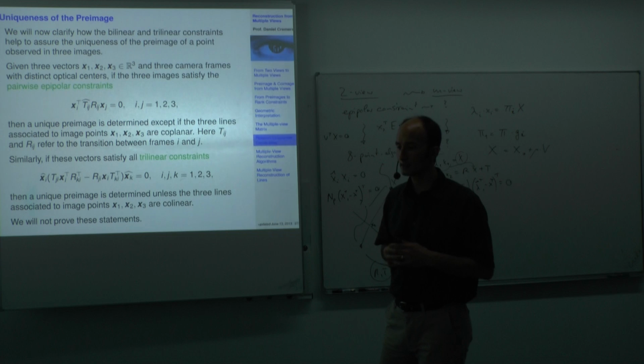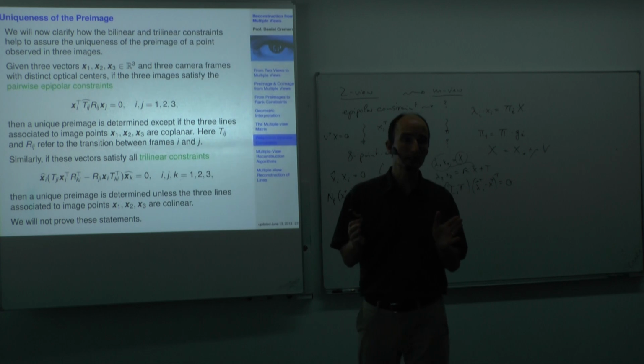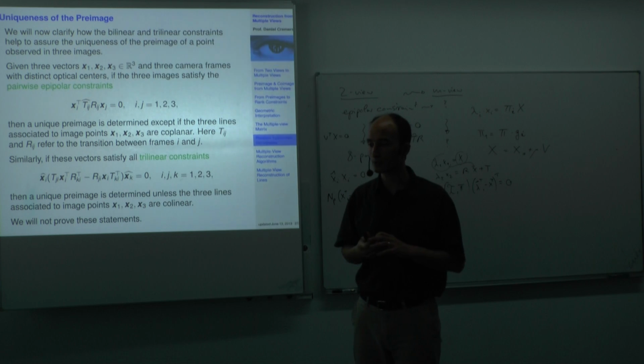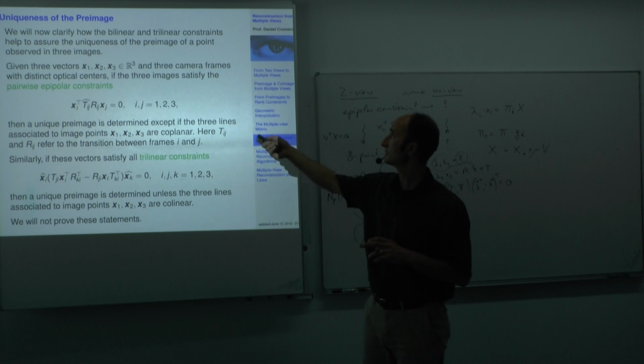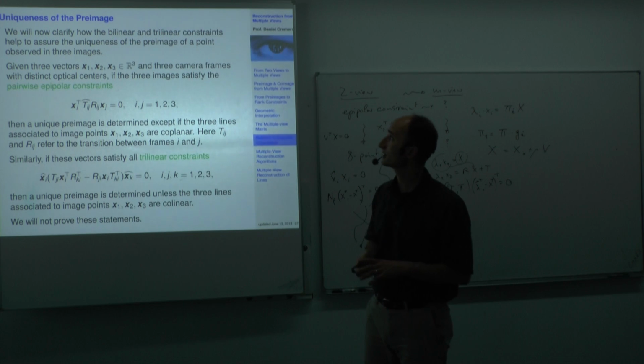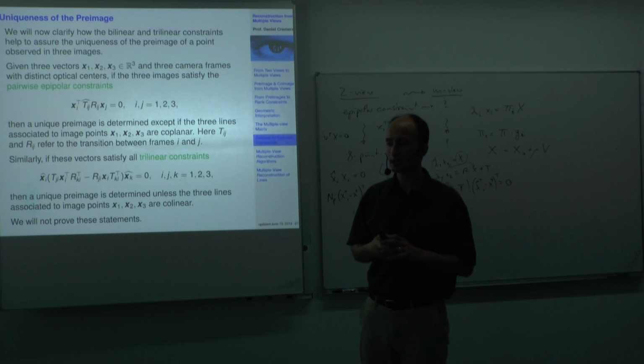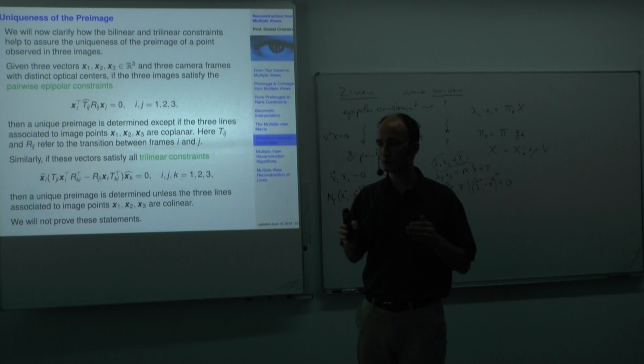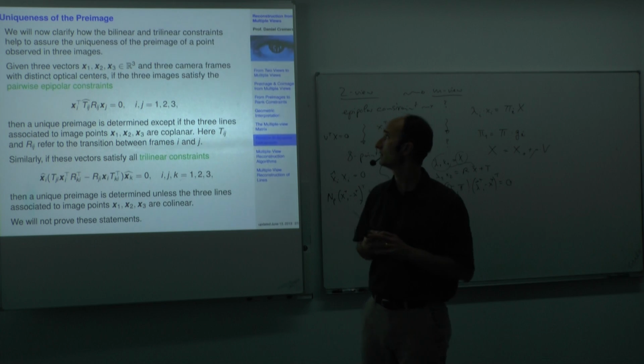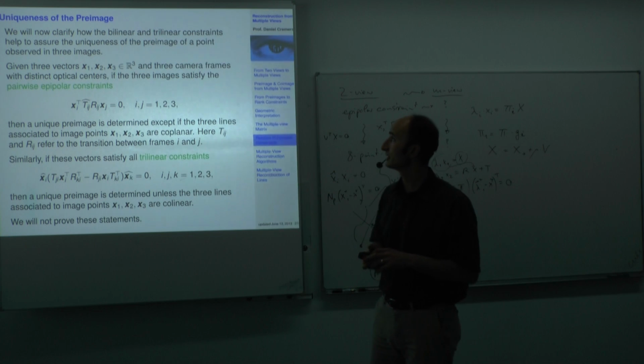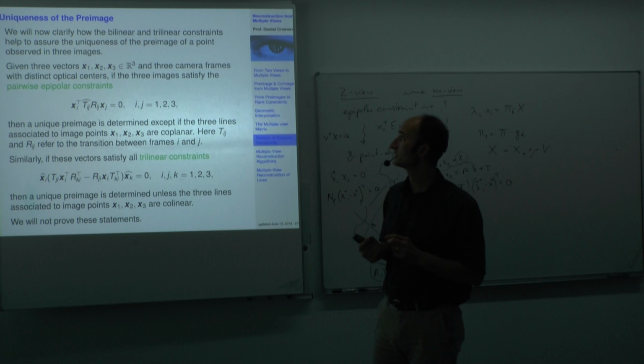We saw that the multiview constraint, the rank constraint on the multiview matrix, saying this matrix MP should have rank at most 1, can be rewritten with bilinear and trilinear constraints, and these constraints can be used to assure the uniqueness of the pre-image of a point. So we observe a point in 3 images, and we want a unique pre-image.